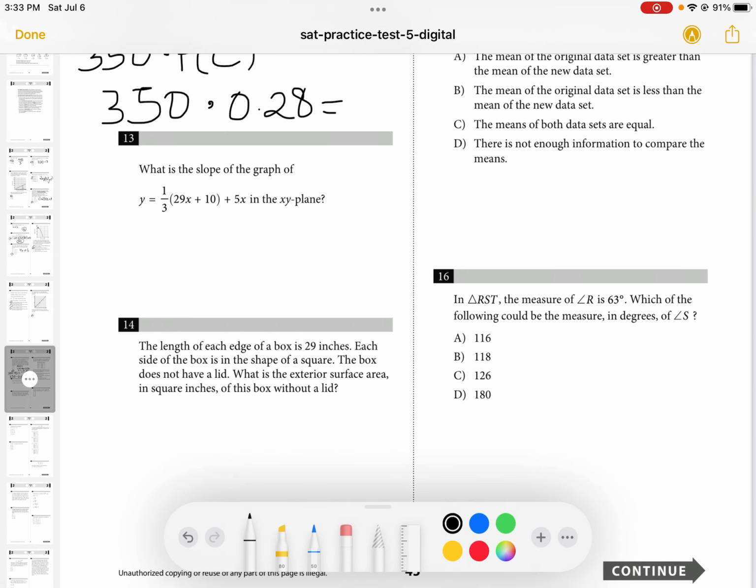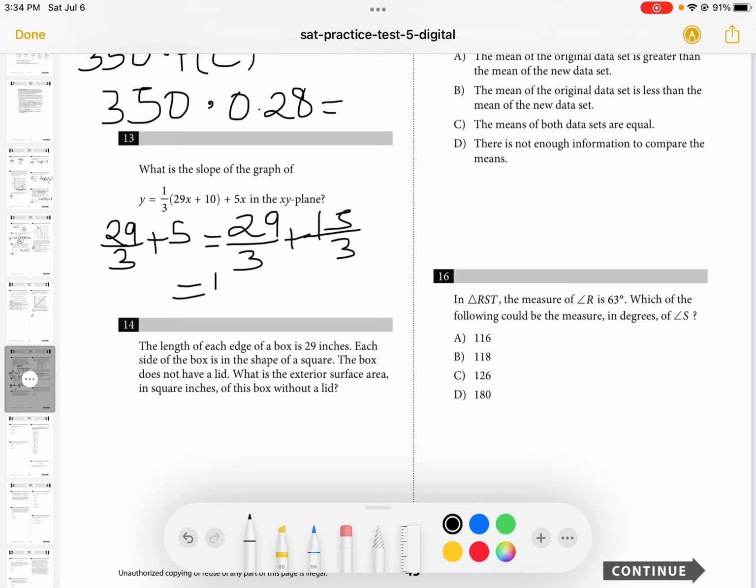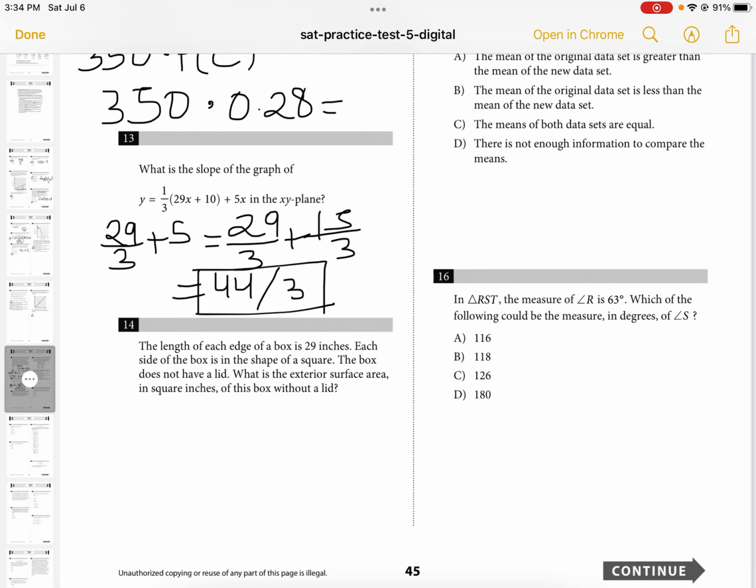Alright, number 13. What is the slope of the graph of y equals 1/3 times 29x plus 10 plus 5x in the xy plane? Well, the slope is just the coefficient of the x term. The coefficient of the x term is 29 over 3 plus 5, which is equal to 29 over 3 plus 15 over 3, which is equal to 44 over 3. Alright.